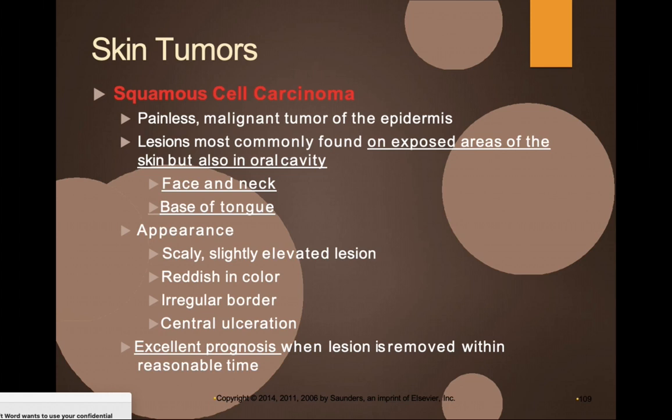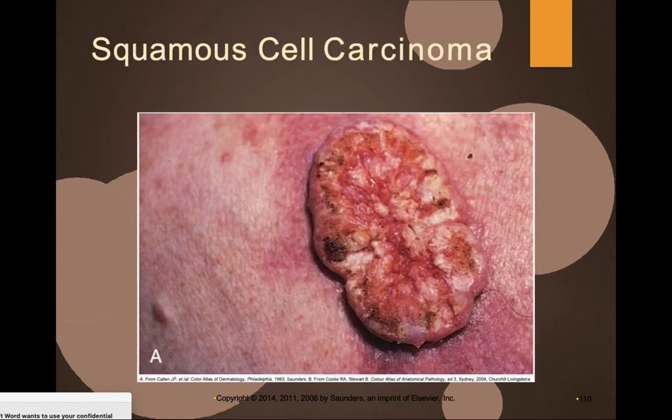Squamous cell carcinoma. This is a painless malignant tumor of the epidermis. The lesions are found on the areas that are most commonly exposed. But it can also happen in the mouth or the oral cavity. It can be on the face, the neck, and at the base of the tongue. It's scaly, it can be slightly elevated, it's reddish, it's got an irregular border and an ulcer in the center. The prognosis is pretty excellent with this when the lesion is removed pretty early on. So this is a squamous cell carcinoma.